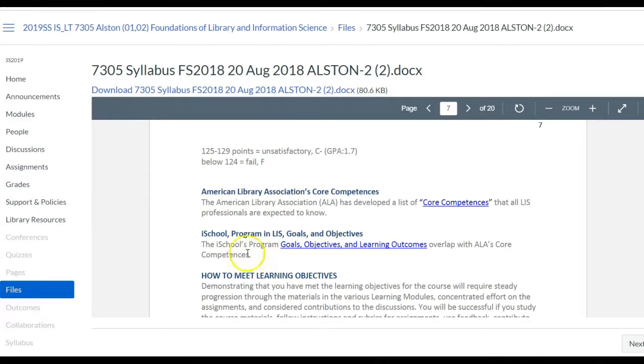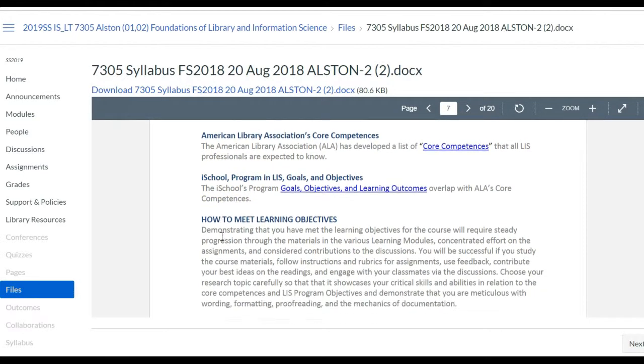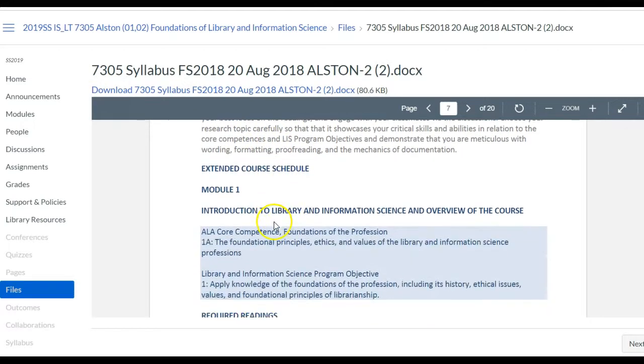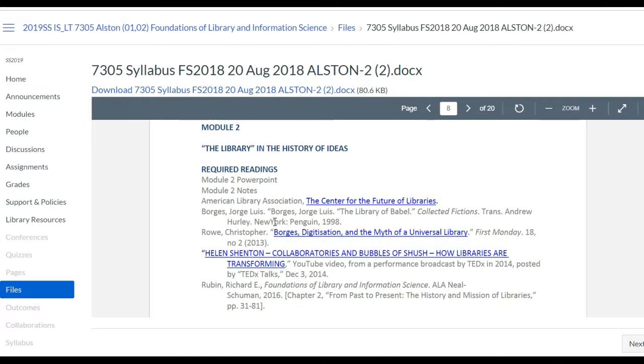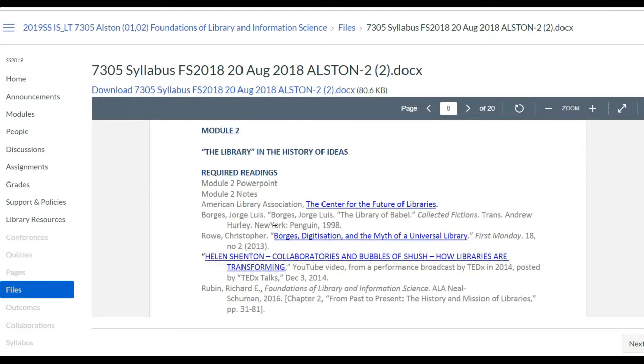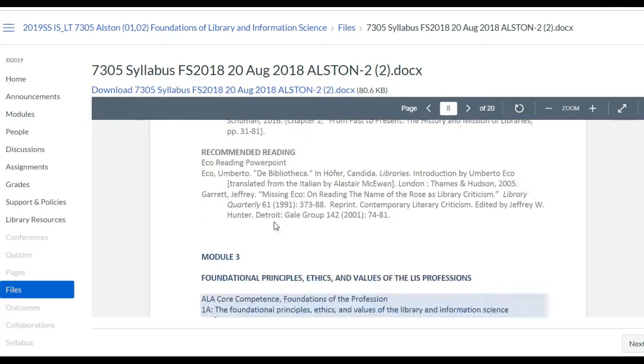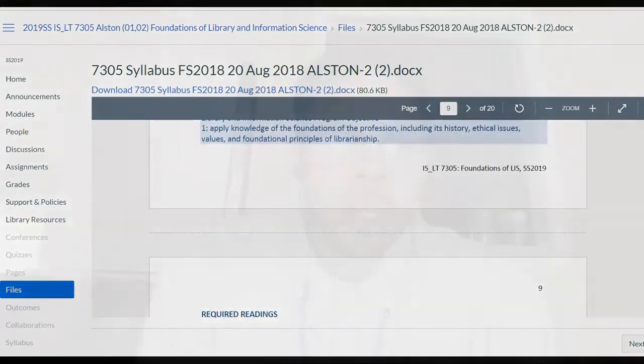ALA competencies, you can look at that on your own time. iSchool, and so on, you can look at that on your own time. How to meet learning objectives and so forth. Then from there, you go through all the modules, and the modules all have required and recommended readings. Let me just keep it real with you. If you are an overachiever, then you can do all the recommended readings if you want. More power to you.